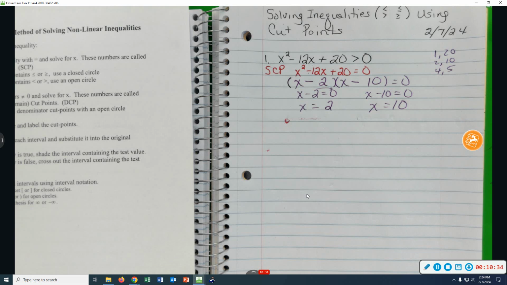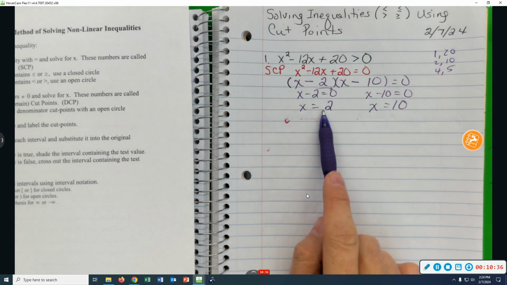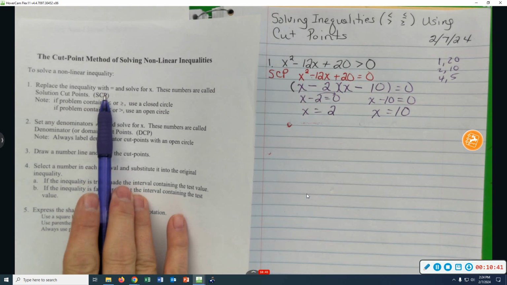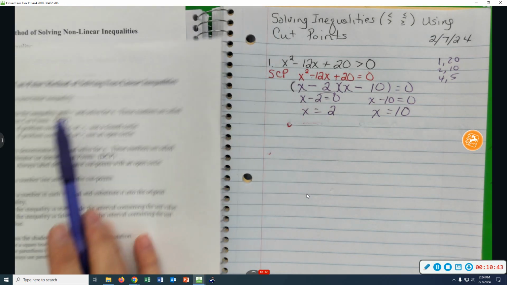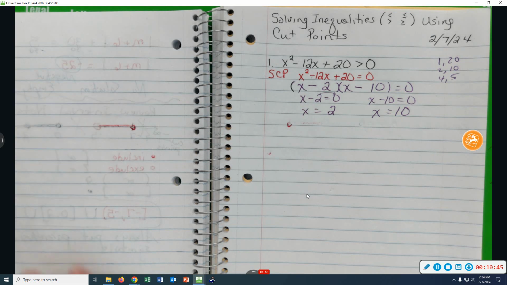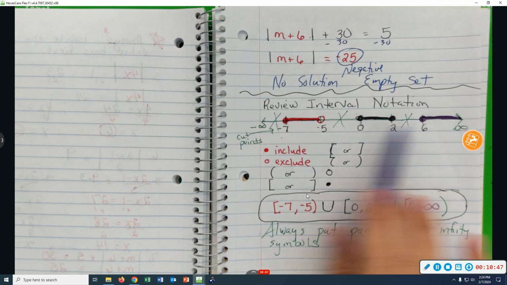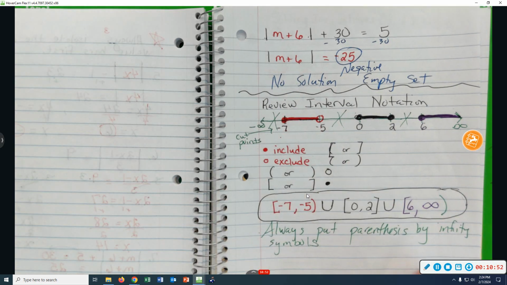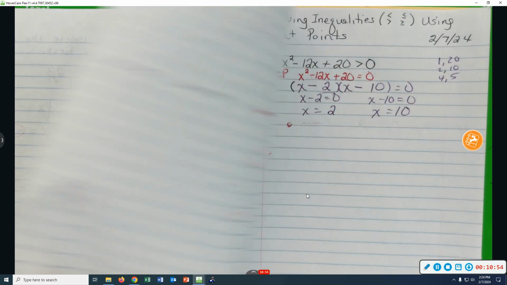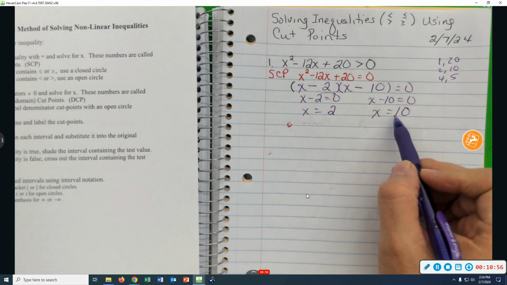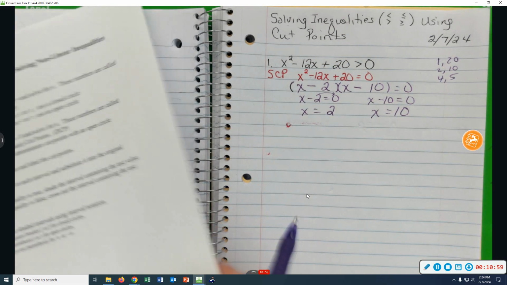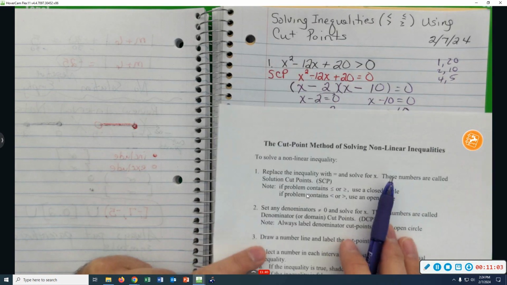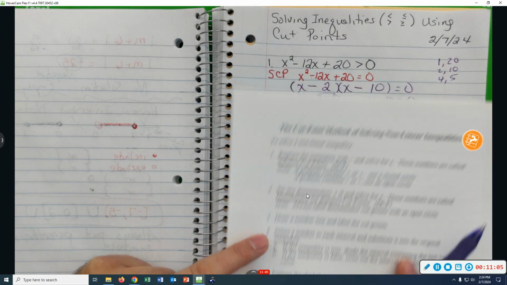So these numbers here are called solution cut points. We're going to be labeling them on a number line, just like over here when we had this number line. We should have a number line with numbers and open and closed circles and shaded stuff. Okay? Well, I'm wondering if y'all can read the note and figure out what I'm saying we're going to use at these numbers. So we have 2 cut points, 2 and 10.